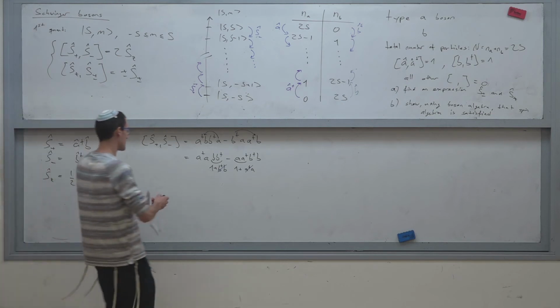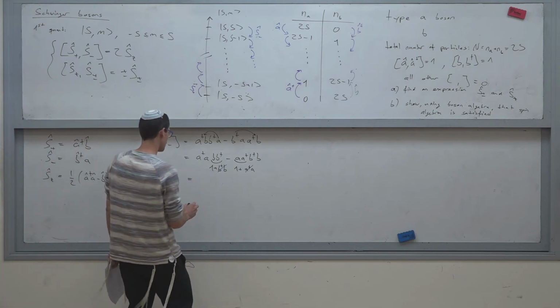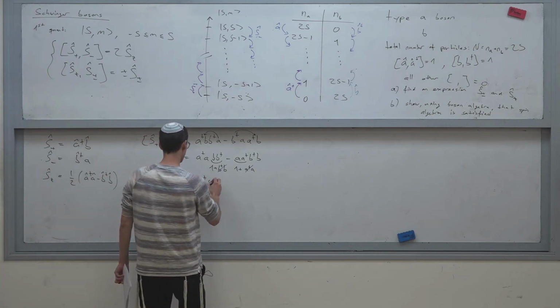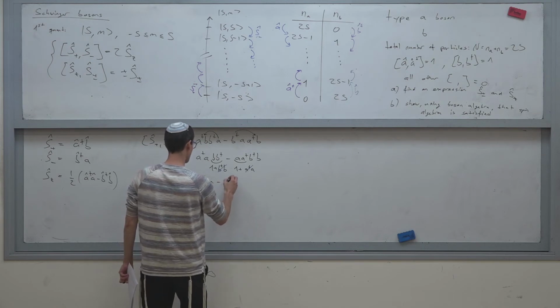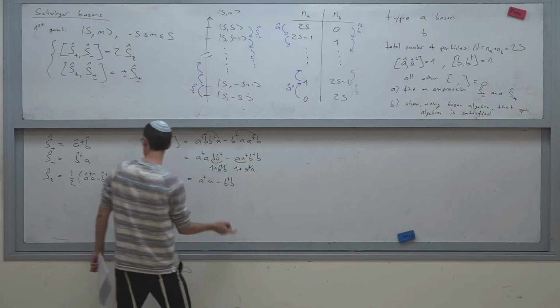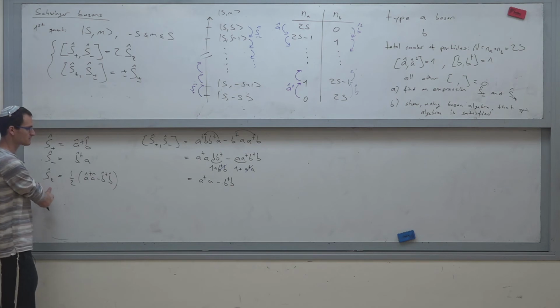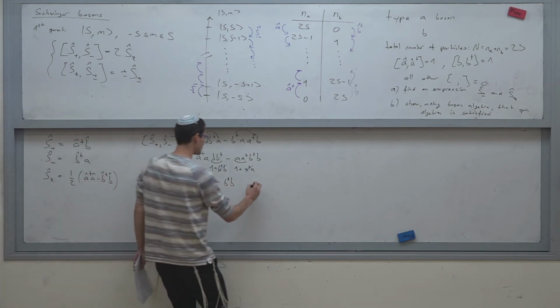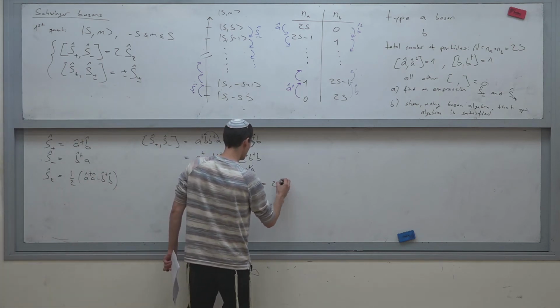And I'm left with A dagger A minus B dagger B. Let's look at the definition of SZ. This is twice SZ. So that works.